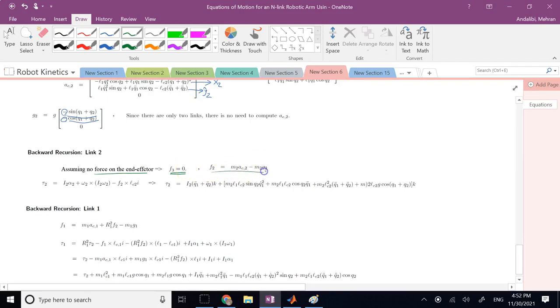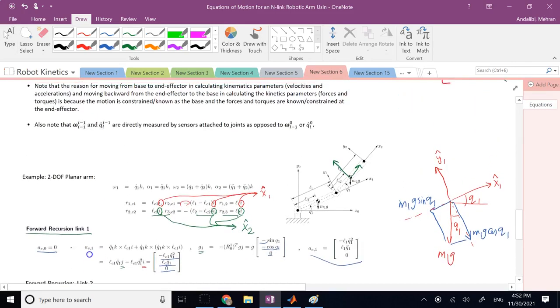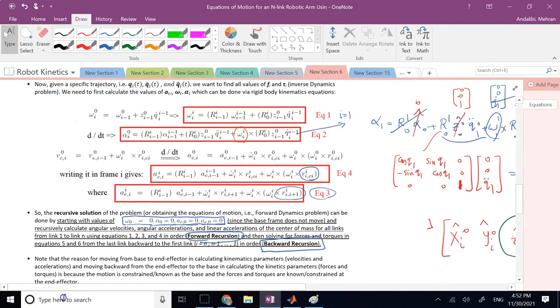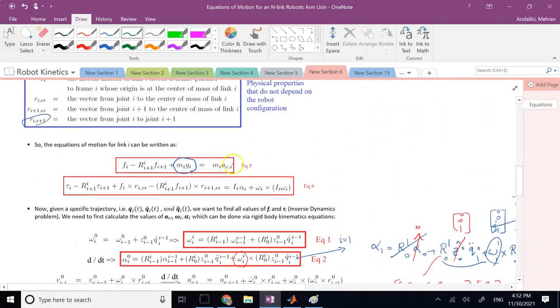And using that, you can find F number 2. How? So here you go to this equation here, this one. And in this equation, you plug in basically i equals 2, which gives you F2 minus R of 3 with respect to 2 times F3, and then plus M2G2 is equal to M2 A of C2. F3 is 0.